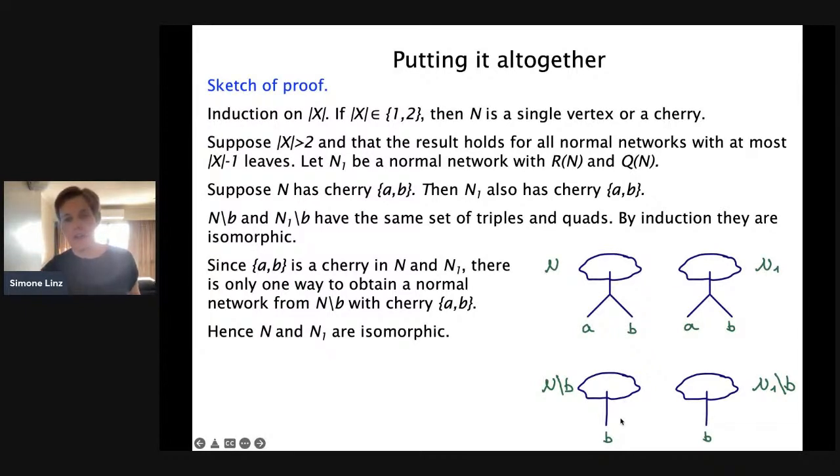And now what we need to show is that the only way we can add the leaf A back to those two networks is by subdividing a unique edge in the network, and that's the edge directed into B, to obtain a network with cherry AB. And because the two smaller networks are isomorphic, we know that the resulting networks are also isomorphic.